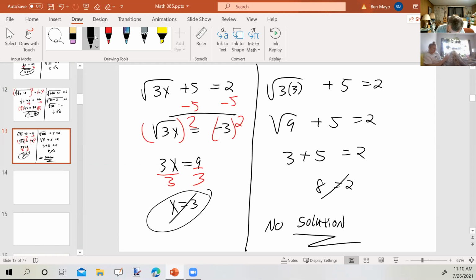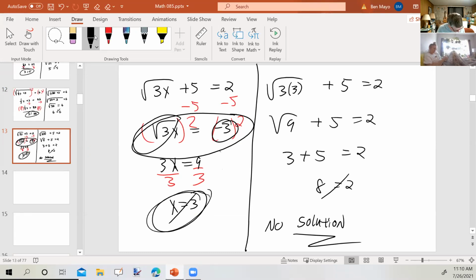Notice this, right here at this stage, I already knew it wasn't going to work because you've got a square root that's equal to a negative number, and a square root can't equal a negative number. So I already knew that there was going to be no solution. But again, WebAssign may ask you to find that proposed solution and then determine whether it's true or not.